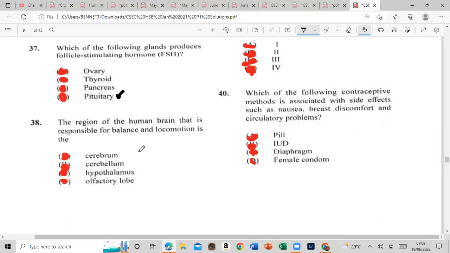38. The region of the human brain that is responsible for balance and locomotion. Is it the cerebrum, cerebellum, the hypothalamus, or the olfactory lobe? And that would be the cerebellum.